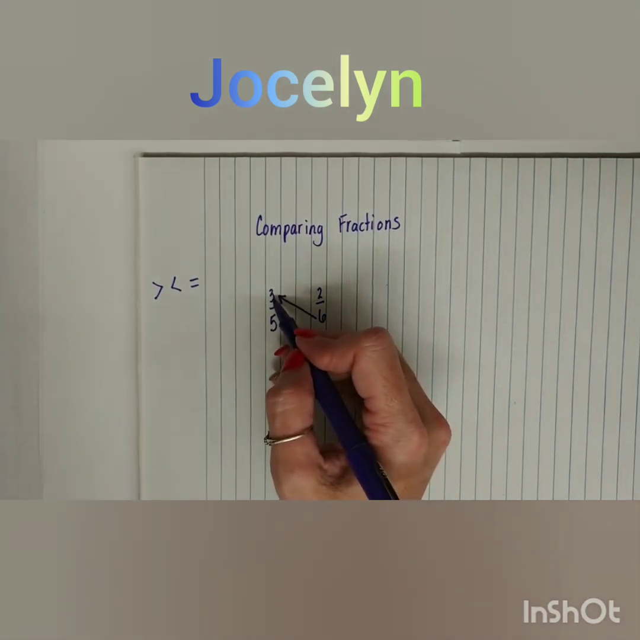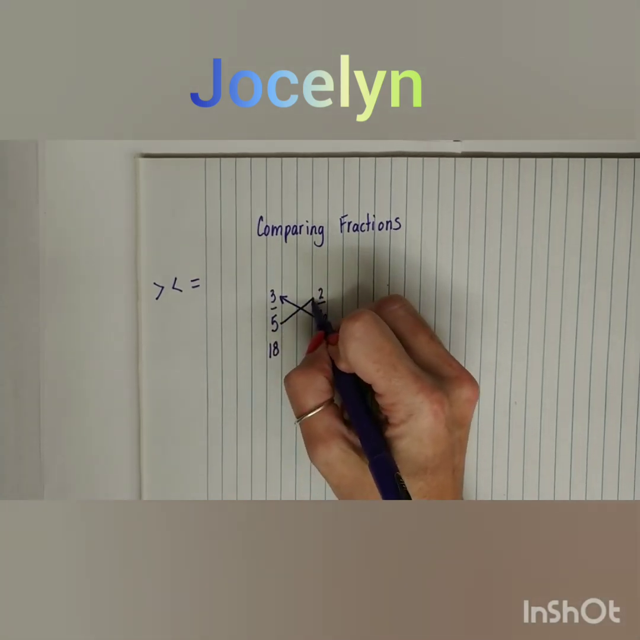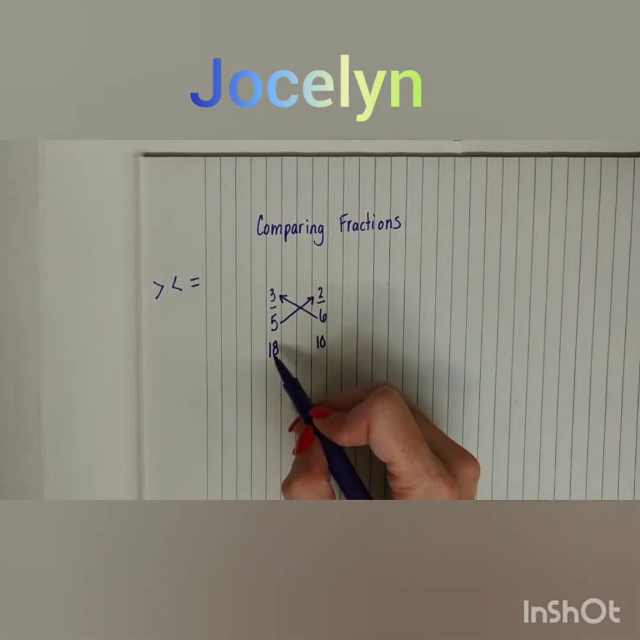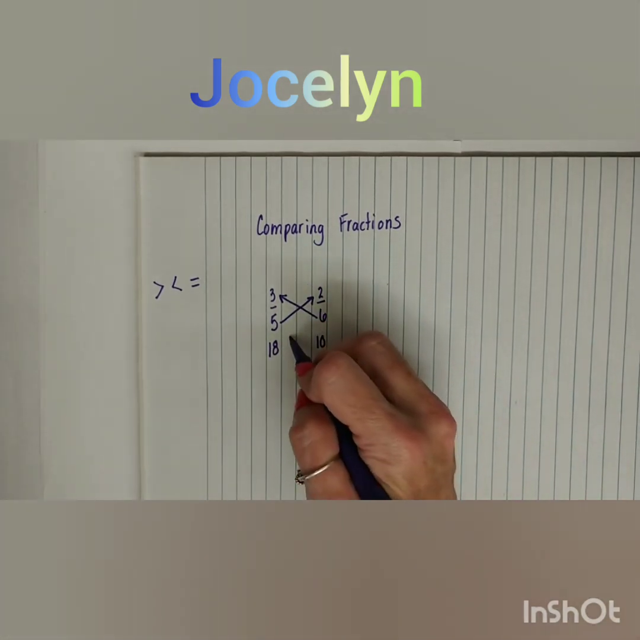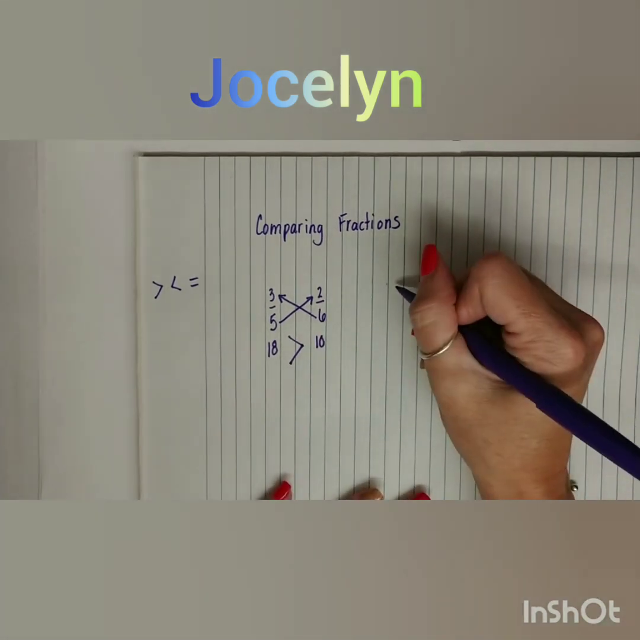So 6 times 3 is 18. Then I go 5 times 2 is 10. Whatever number's bigger is your bigger fraction. 18's bigger. So 3/5 is greater than 2/6.